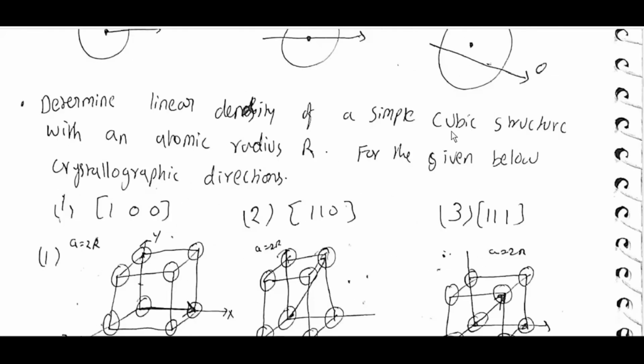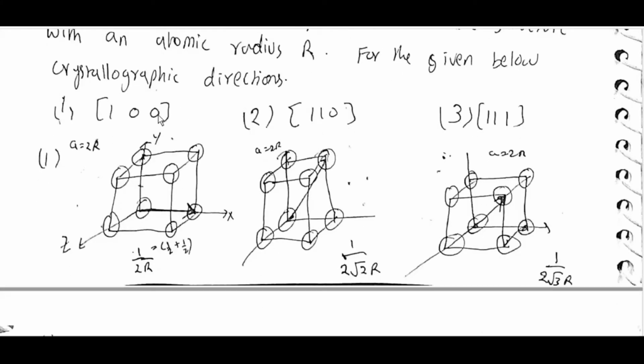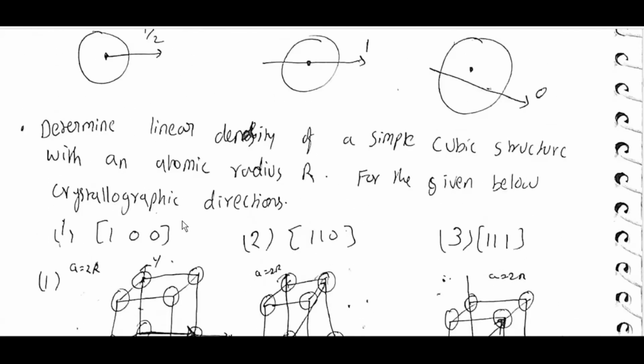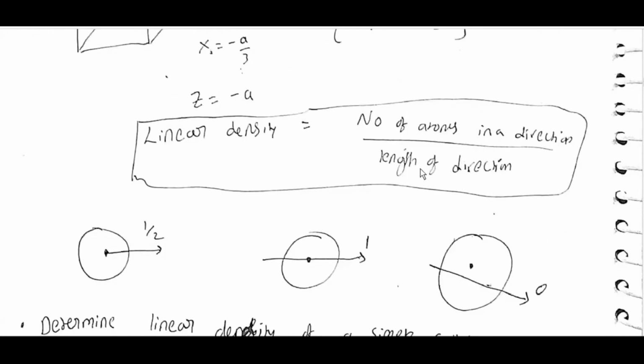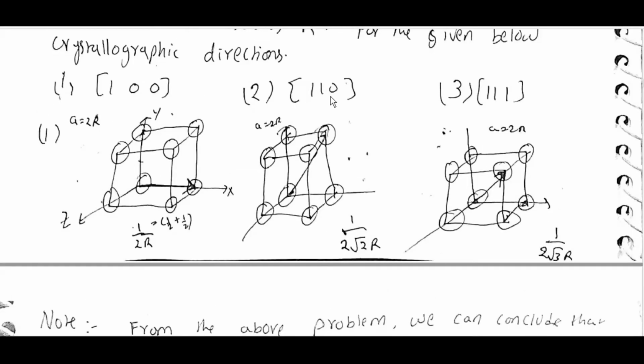Determine the linear density of a simple cubic structure with atomic radius r for the given crystallographic directions. 1 0 0, a is equal to 2r, 1 0 0 is this. So linear density is the number of atoms in the direction by the length of the direction. This is half plus half, so 1 by 2r. For 110, from here to here, again 1 atom, and the length is root 2a, that means 2 root 2r.